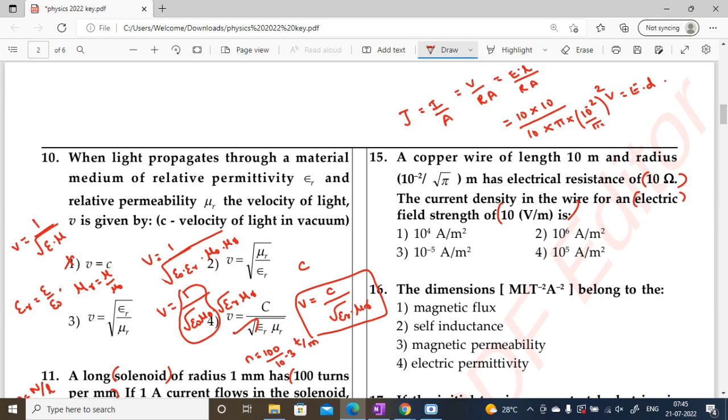So we are getting the final answer on solving this, because 10 gets cancelled, and when I square it, this becomes 10 power minus 4, and root pi squared becomes simply pi, which gets cancelled. So when 10 power minus 4 goes to the numerator, that becomes 10 power 4. So 10 power 4 and including this 10, this becomes 10 power 5 ampere per meter square, right?